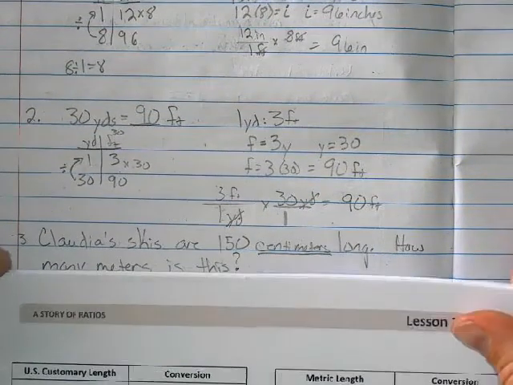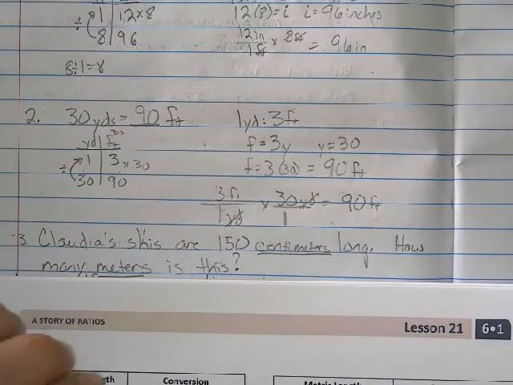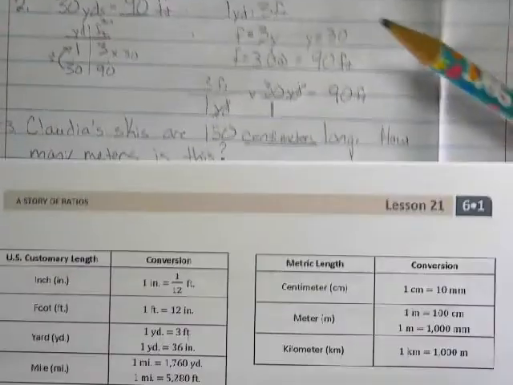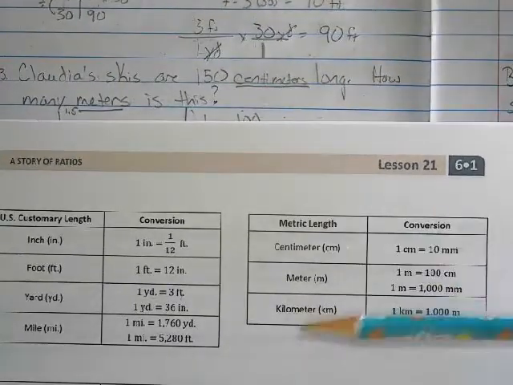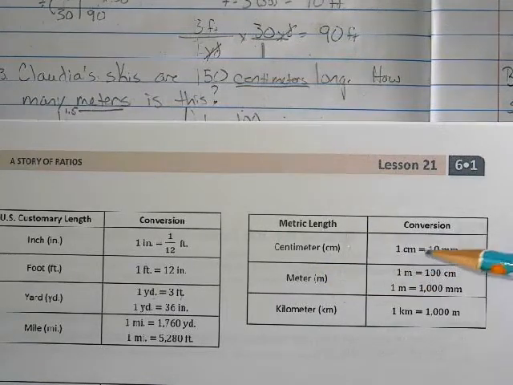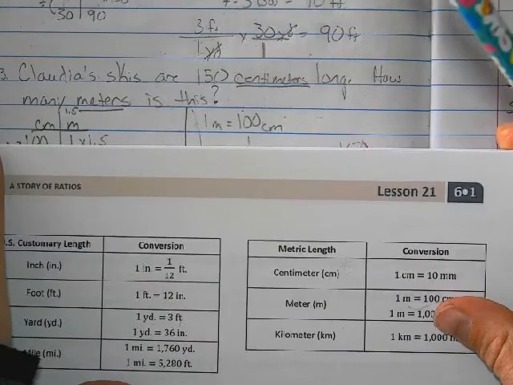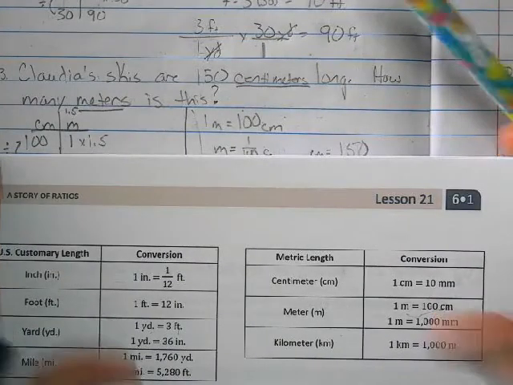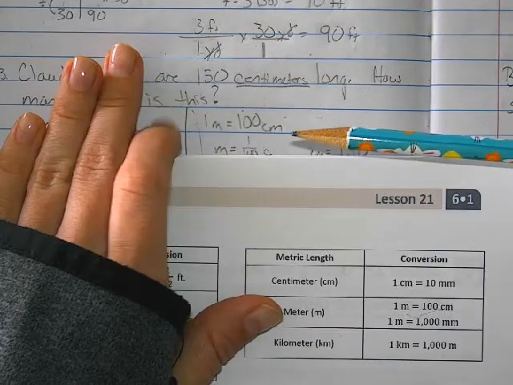My last example. Claudia's skis are 150 centimeters long. How many meters is this? Looking at my conversion chart, my 2 units of measurement are centimeters and meters, so I'm looking for centimeters and meters. I see them over here. This is centimeters to millimeters. That's not helpful, but this is 1 meter is 100 centimeters. So my ratio is 100 centimeters to 1 meter. Over here, I have 1 meter to 100 centimeters.